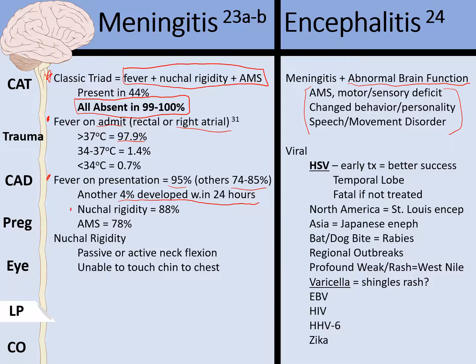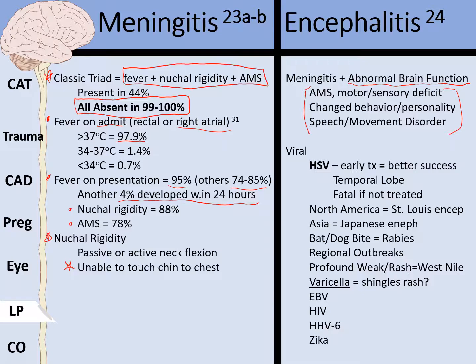Nuchal rigidity and altered mental status were present 88% and 78% of the time, and nuchal rigidity was defined as inability to touch the chin to their chest. Just remember to include all three of these features and not rely on one single characteristic.